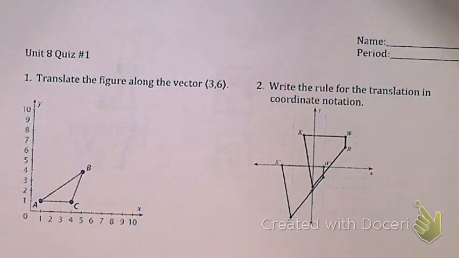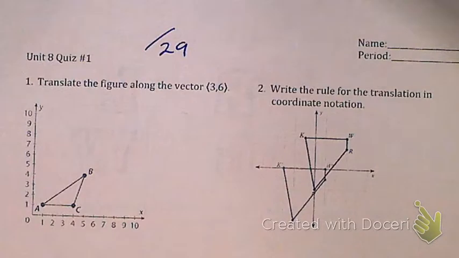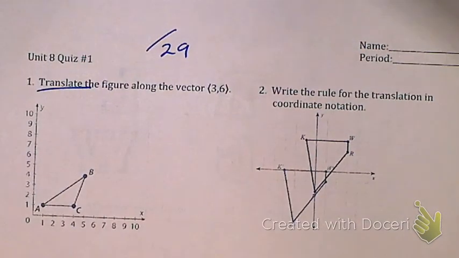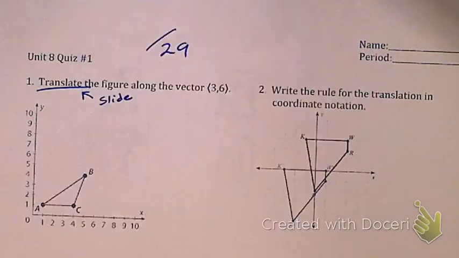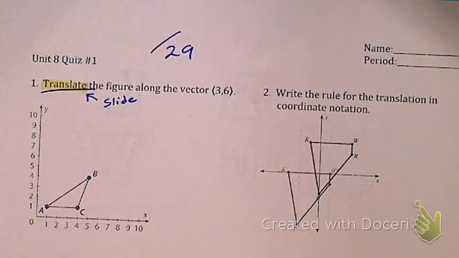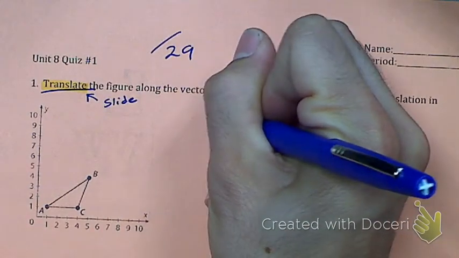So we know it was worth a total of 29 points. Keyword translate for number 1. What does that mean? What's the definition? It is a slide. I'll be focusing on definitions a lot because you'll have definitions on your test as well. So I'm sliding it 3 in which direction? Which way?